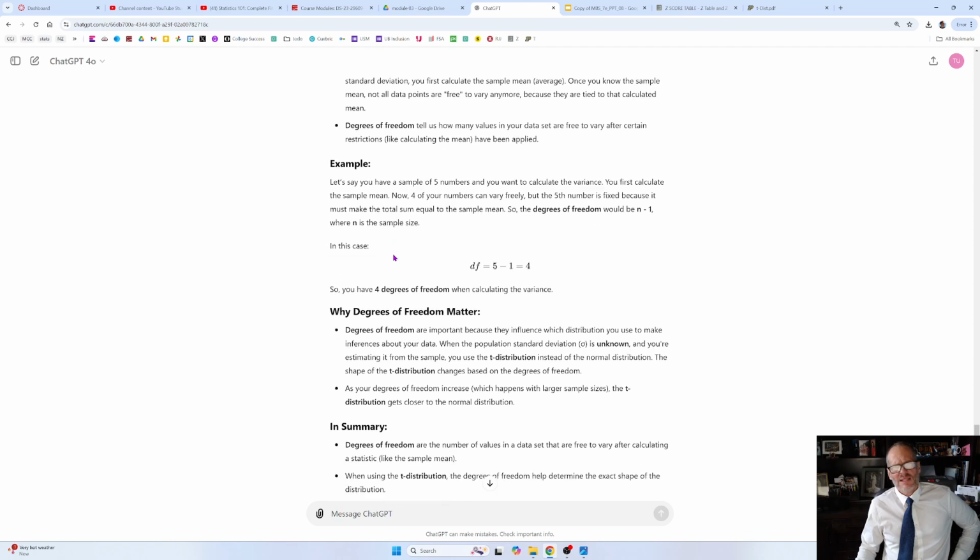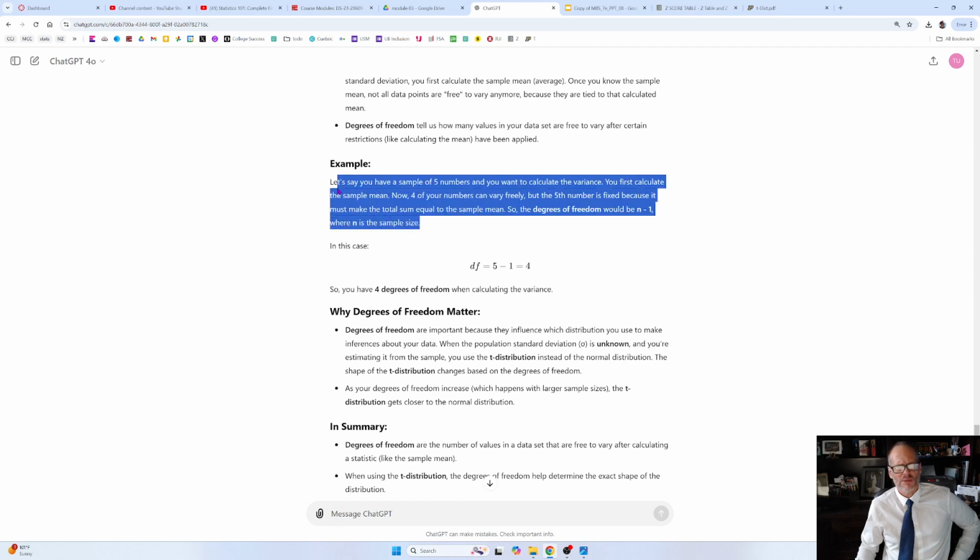Example, let's say you have a sample of 5 numbers and you want to calculate the variance. You first calculate the sample mean. Now 4 of your numbers can vary freely, but the 5th number is fixed because it must make the total sum equal to the sample mean. So the degrees of freedom would be n minus 1, where n is the sample size.